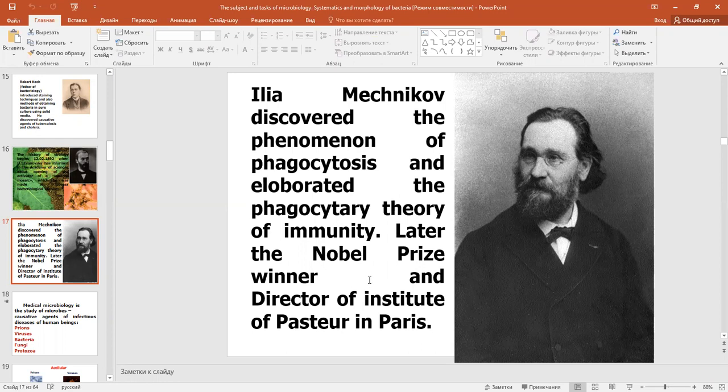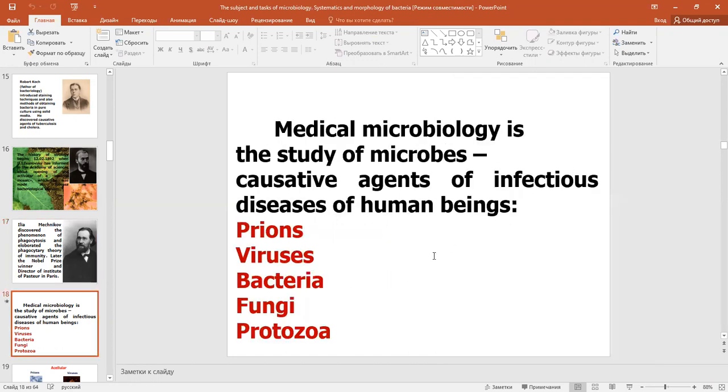So microbiology is a very important subject, okay? Now, you will study medical microbiology. It is the study of microbes, causative agents of infectious disease of human beings. Pay attention, we are not going to study all microbes that exist in the world. Maybe you remember from biology, algae. There are microscopical algae, but they don't cause infectious diseases, and medical microbiology is not going to study them, okay?